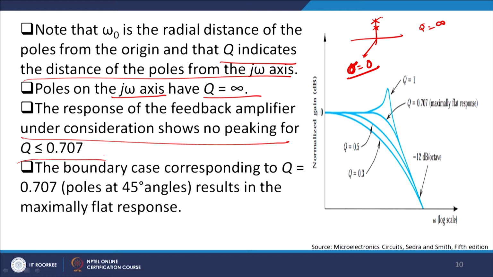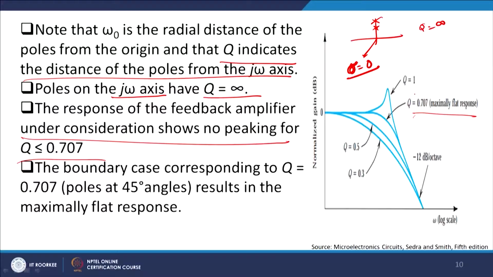and that is the reason you will get a stable system at q equals 0.707. Now, that is also referred to as the maximally flat response. If q is greater than that, you might get a peak here, which is not a very good sign.